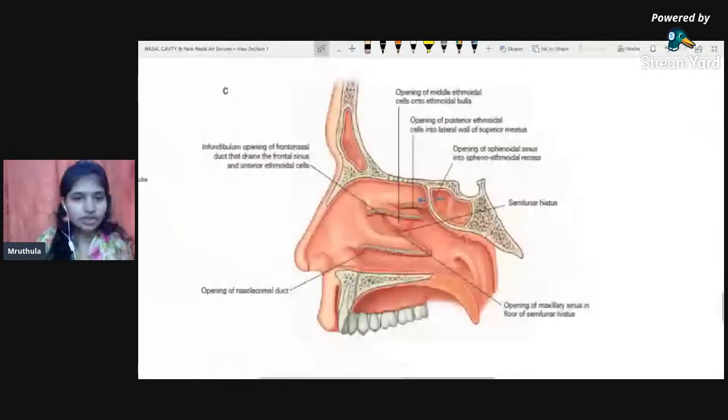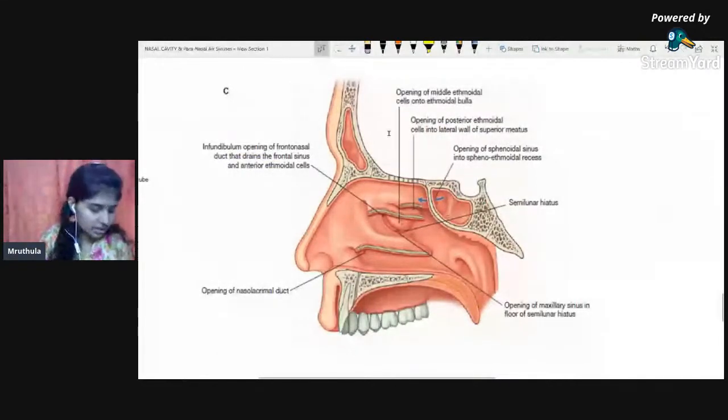So in this picture, we have cut the concha to appreciate the meatus. Yes, meatus.